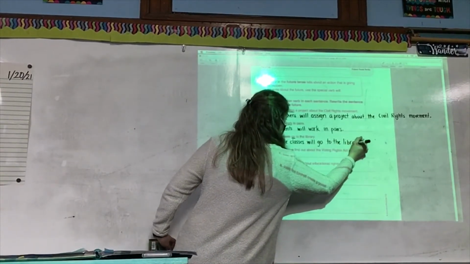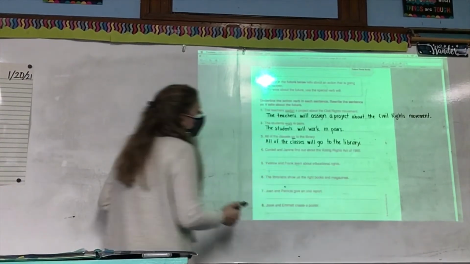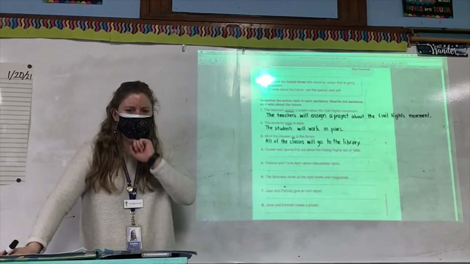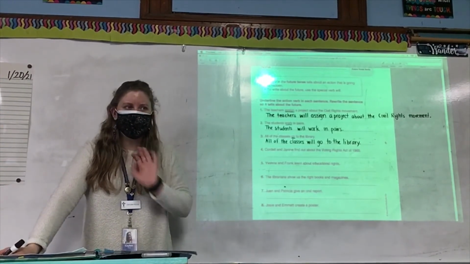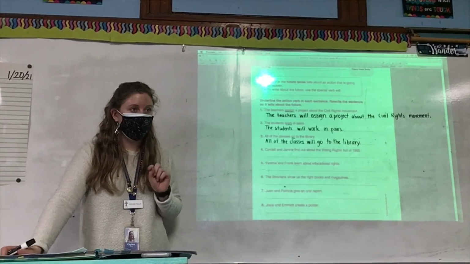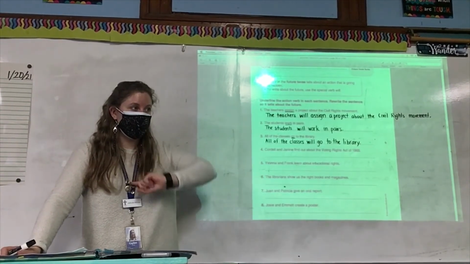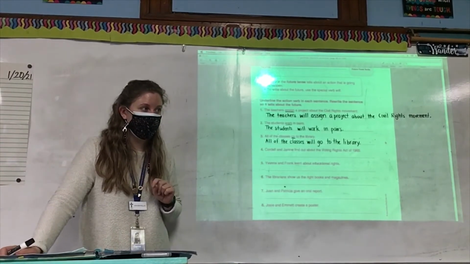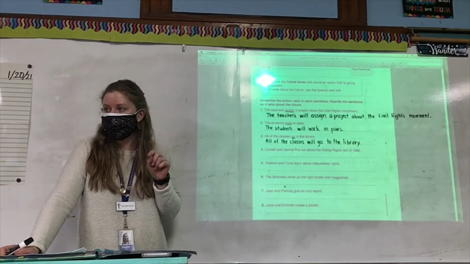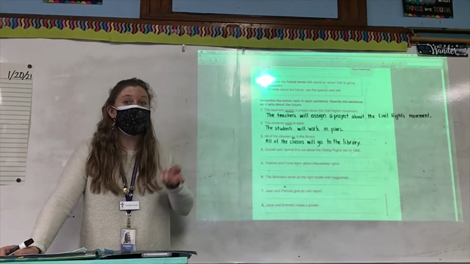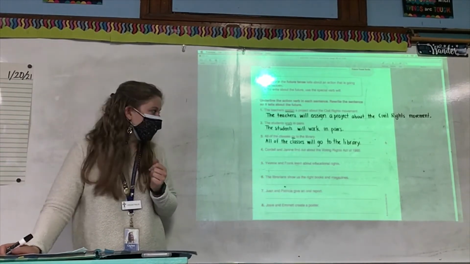I thought of one time where there will be a word between will and the verb. The only time in the 4th grade that you will see a word between will and the verb is if you're making it the negative. All of the classes will not go to the library. So that's the only time you'll see a word between. You might see the word not, which just means they're saying it's not going to happen. They're making it the negative.